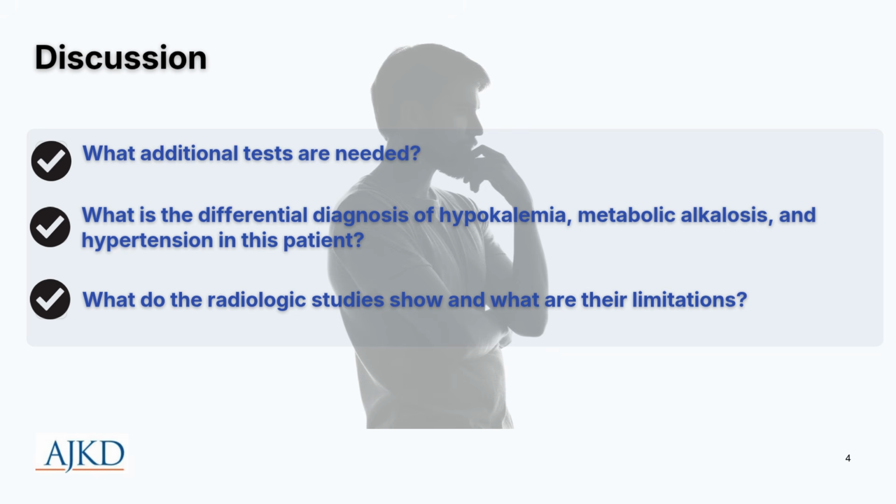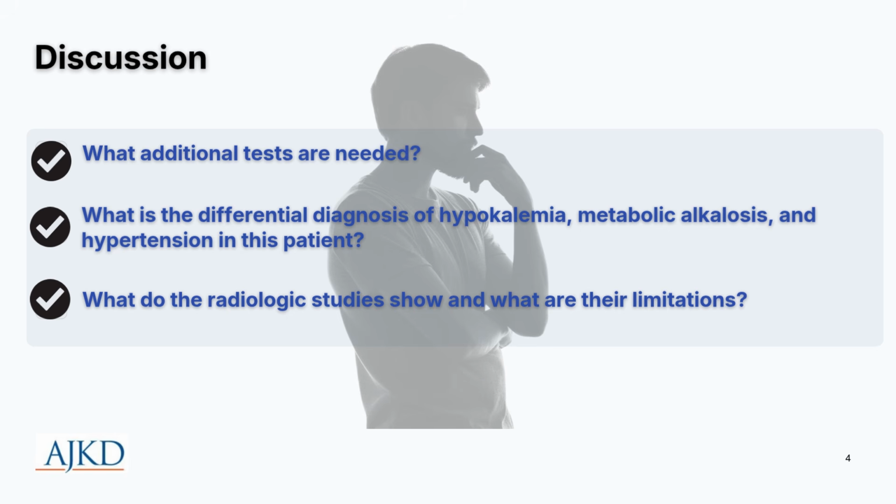Now, this is where the AJKD case really becomes valuable, because it naturally pushes us into key questions that shape the entire diagnostic pathway. The first thing we have to ask is what additional tests are needed in a teenager with hypertension, hypokalemia, and metabolic alkalosis. You can't afford to shoot in the dark. The choice of test and sequence matters. This is where the diagnostic algorithm gets interesting, because there are specific labs and imaging studies that can dramatically narrow the differential diagnosis if you interpret them in the right order.